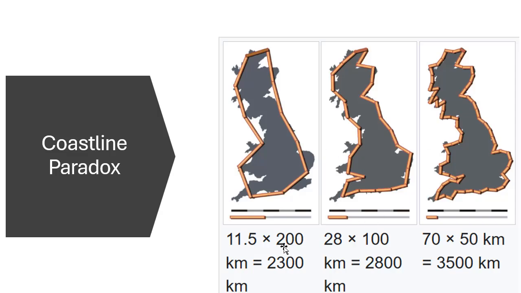If you use a minimal unit of 200 kilometers to measure, we get this coastline, and the length will be 2300 kilometers. If we use a twice smaller unit, 100 kilometers, we get a more detailed coastline, and it will be bigger, 2800 kilometers. If we halve it again, to 50 kilometers, we see more details, and the length of the coastline will be 3500 kilometers.